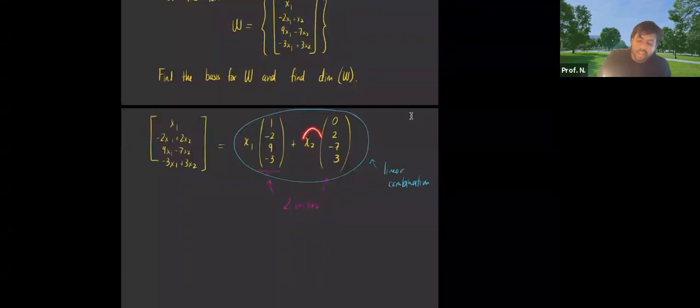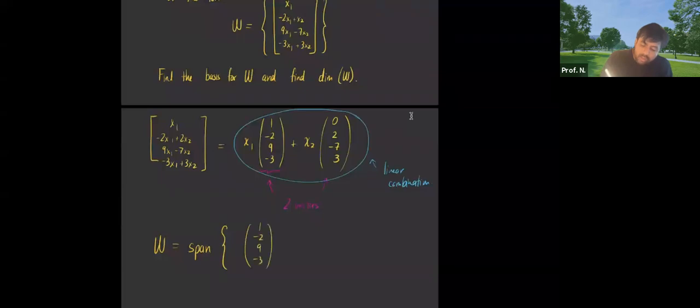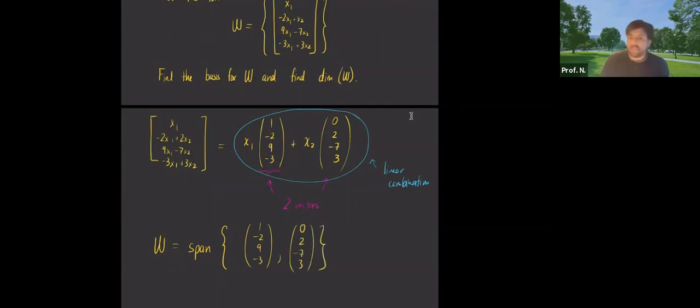And what I'm saying is choose anything for x2, anything for x1, and I create a new vector. So because x1 and x2 are scalars, these are my scalars, and these are my vectors, then W is spanned by these vectors. So for a fact, W is spanned by my vectors. It's the span of (1, -2, 9, -3) and (0, 2, -7, 3). So that's almost a given by the way this is constructed.